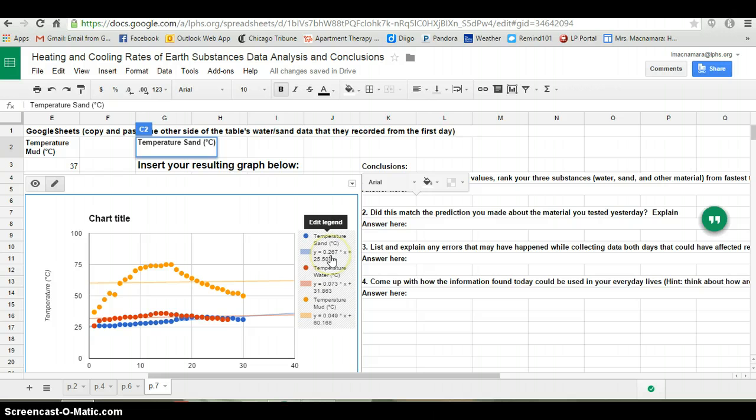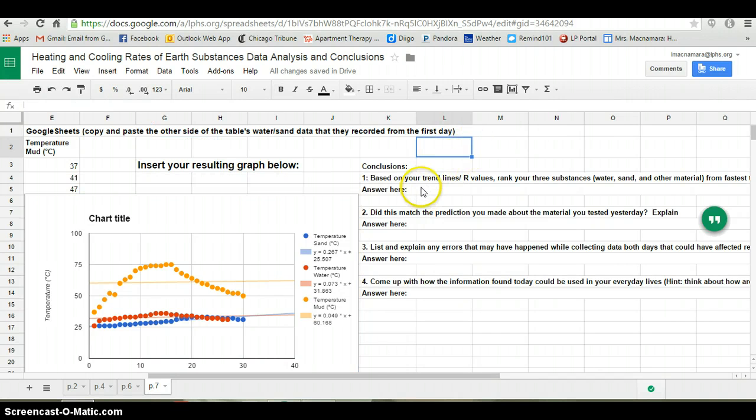If you remember from your algebra class, the slope is the number in front of the x. So here it's mx plus b, so m times x plus b. Based on the slopes, whichever slope is higher, that means that substance was heating up faster. And whichever one was lower, that means that it was a slower rate of heating or cooling. Okay, so you're going to use that data to answer these questions.